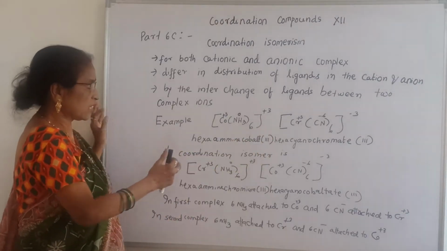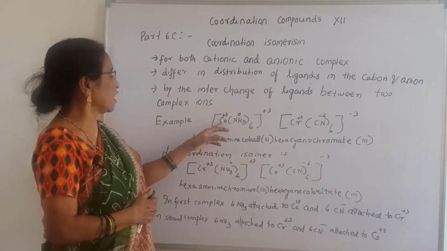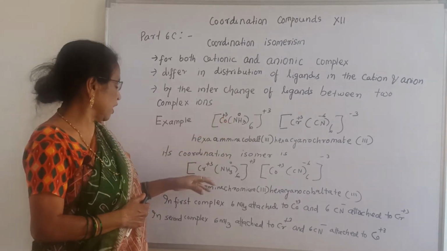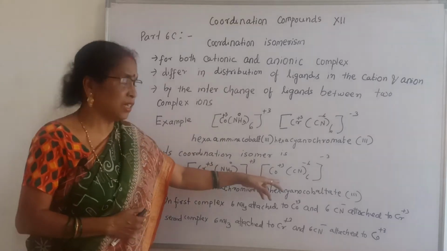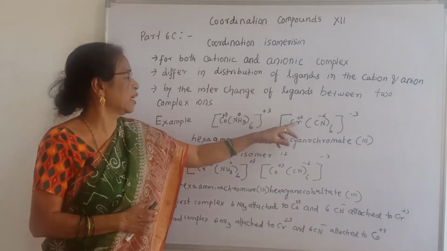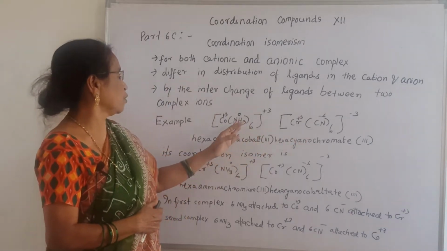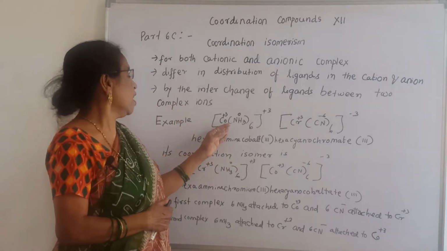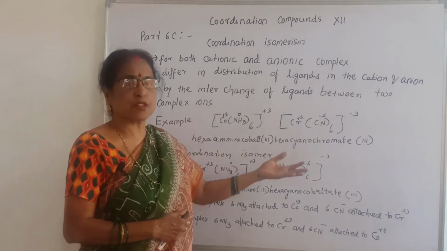Next is the coordination isomer. Then what to do? You only change the ligands, or you can change the central metal atom, which has the same meaning. Take cobalt to the anionic part and write chromium in the cationic part. Or you can move this part here and that part there. But why should you write it this way? Because the cation you write first, the anion next.